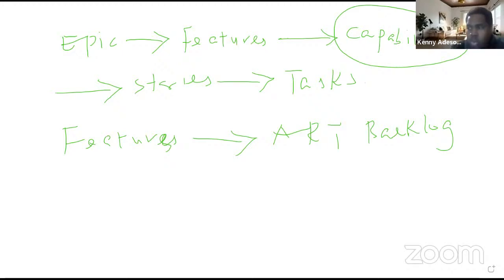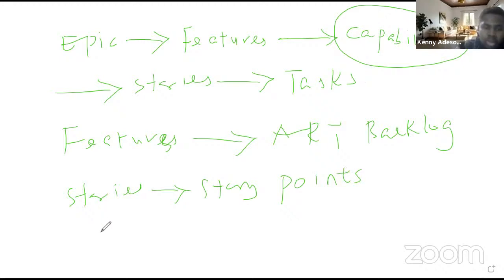Now, features needs to be completed within a PI. Epics can be done over more than one PI. That's fine. But features needs to be done within a PI because it's part of the ART. All right? The features breaks down into stories. The way we measure stories is by story points. So stories is measured by story points. Okay? Then stories now break down into what is called task. Task is measured by hours.